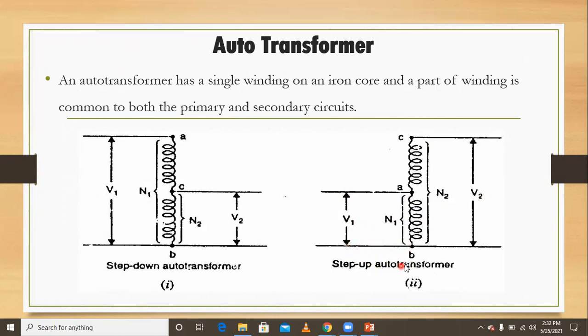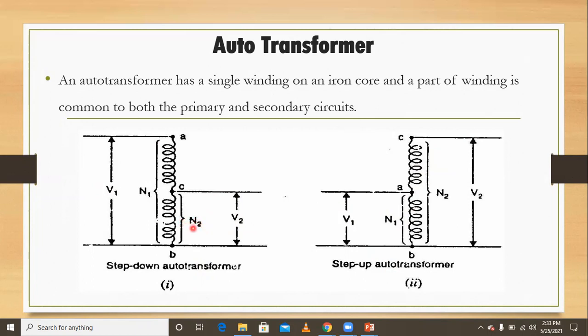By using this transformer, the output voltage increases. For example, with 230 volts input, the output increases above 230 volts. In the other case, the output decreases and varies below 230 volts. So this transformer steps up and steps down the voltage based on the number of turns in the secondary winding.